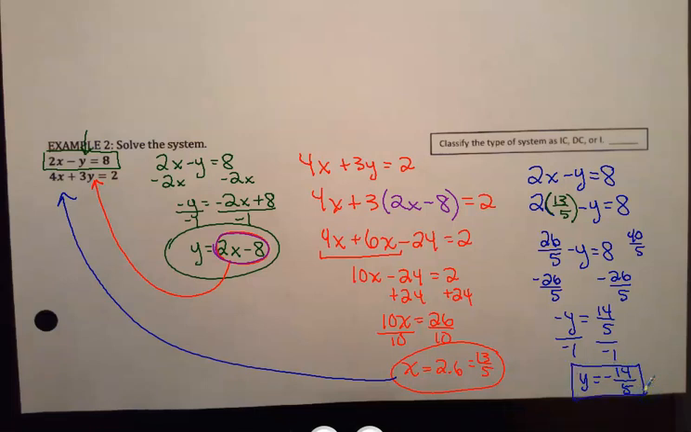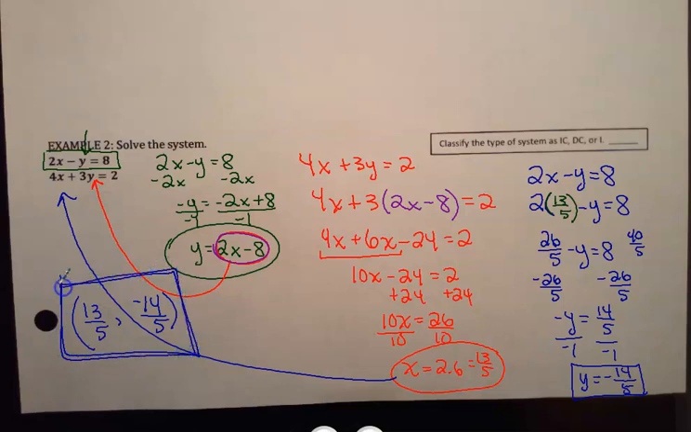Guess I should have circled that because that's not my final answer. So I have a solution. My solution is the ordered pair 13/5, comma, negative 14/5. That is my solution. Okay, since I have 1 point as my solution, what type of system do I have? Excellent. It is independent consistent. Again. Doing fantastic.